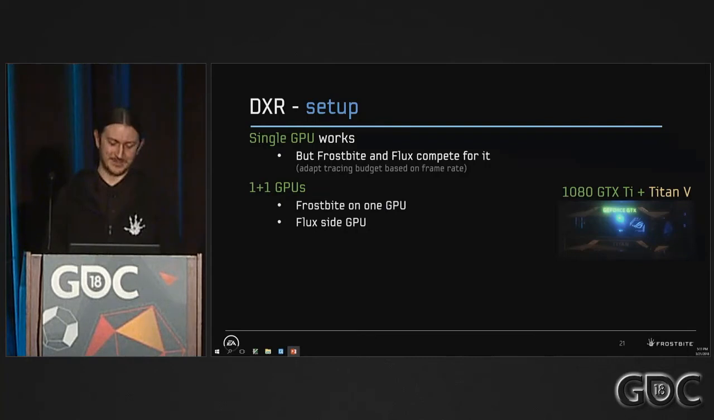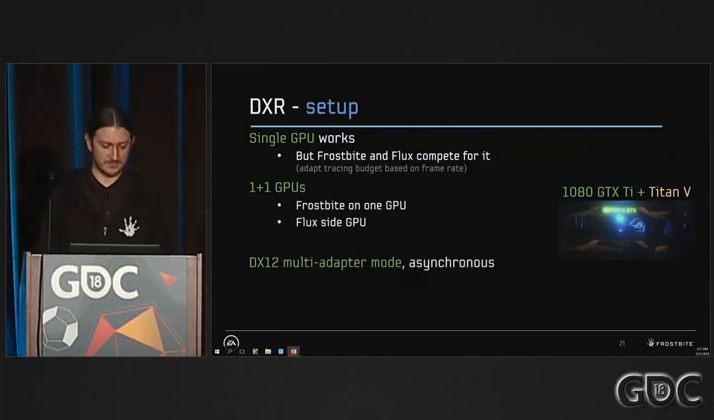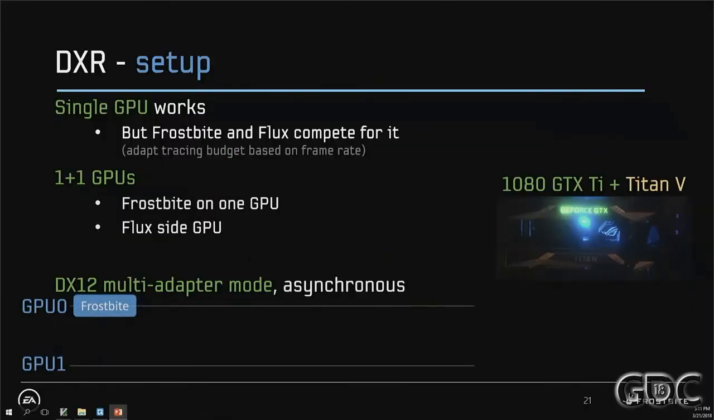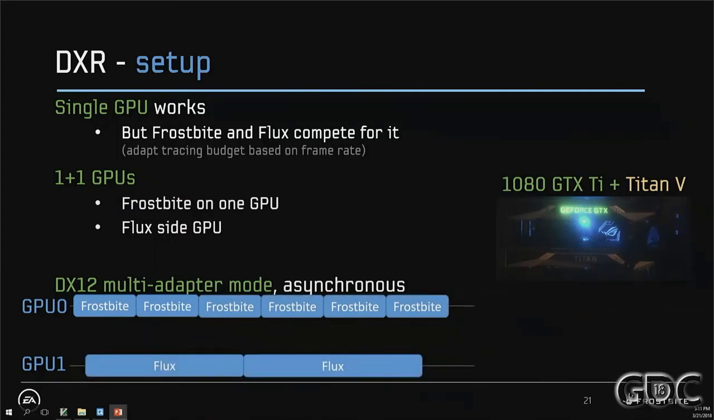One with Frostbite running on one GPU and Flux running on the side GPU. That's like a perfect use case. And we run in asynchronous mode, so the two different processes can run as fast as they can. For example, Frostbite, as I said, on the first GPU, and Flux on the second. And we just copy over the data once it's available asynchronously.